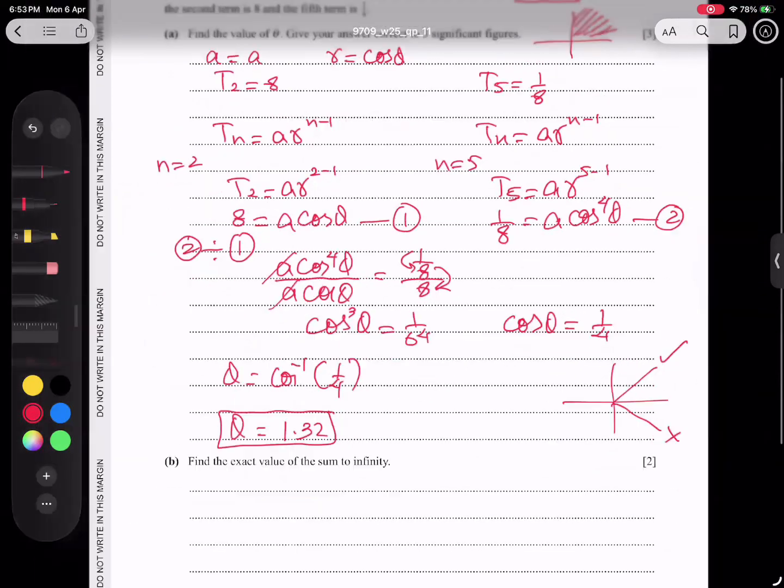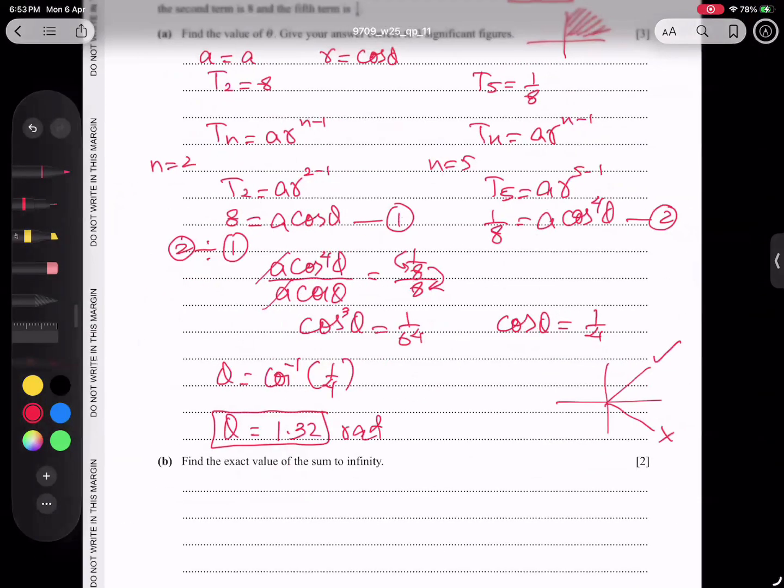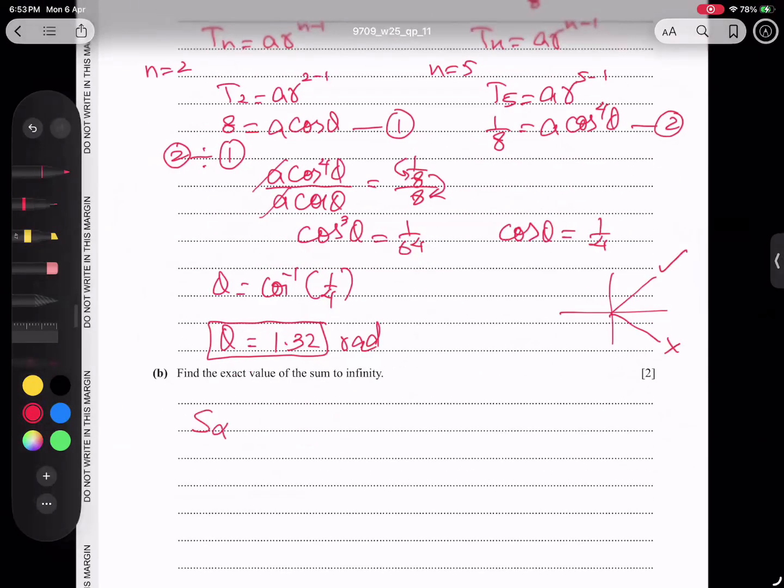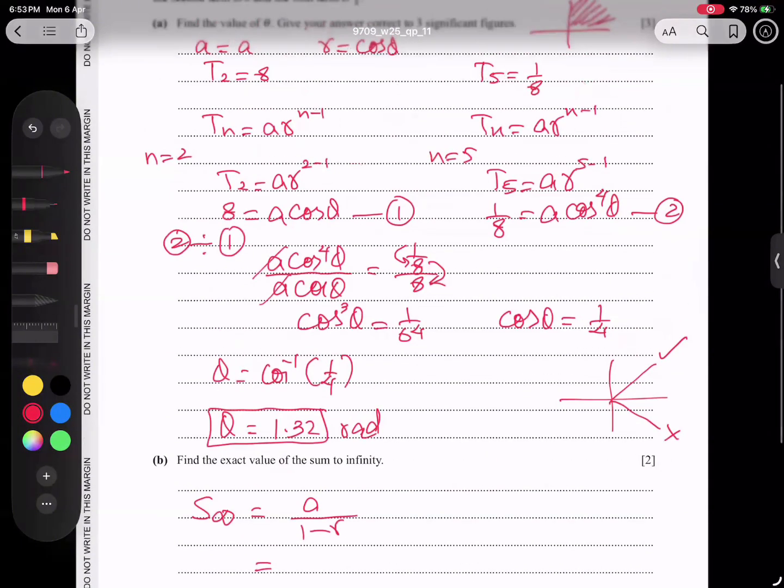And now students, let's talk about the next part. The next part is the exact value with sum to infinity, asking for 2 marks. And the sum to infinity formula is a upon 1 minus r. First term, we don't know the first term. We can plug in this value here. So I'm writing now a cos theta equals 8.